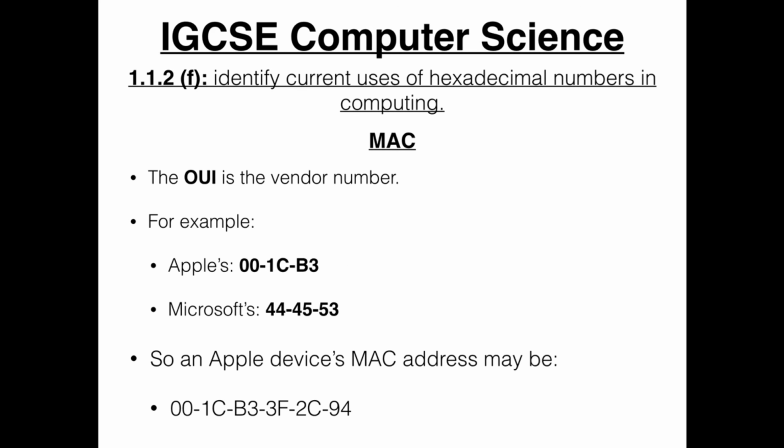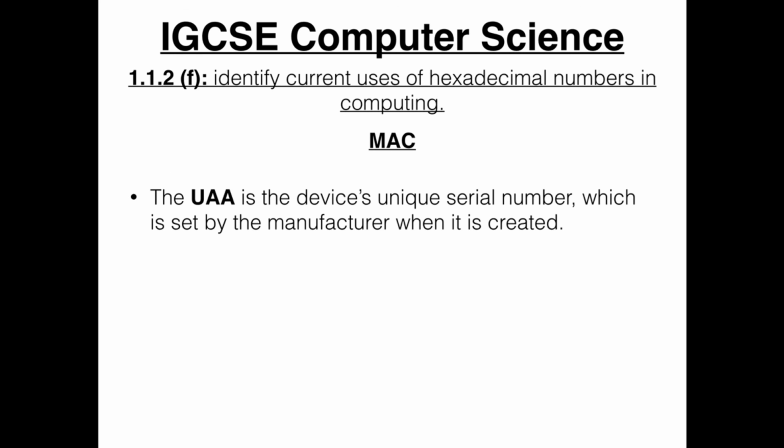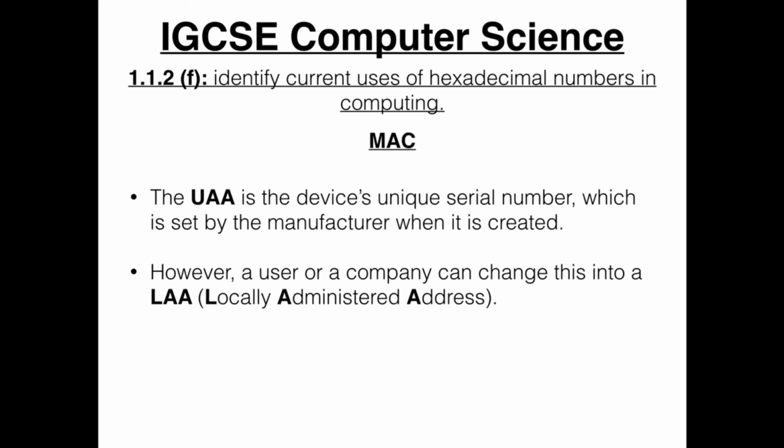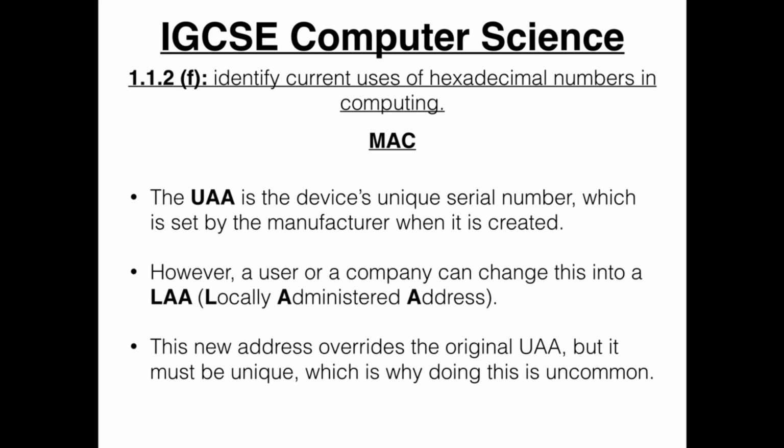So for example, it would look like this. The UAA is the device's unique serial number, which is set by the manufacturer when it's created. Like in an Apple factory, if you're making an iPhone, that's where it's set. But a user or company can change this into a locally administered address. This new address will override the original UAA, but it must be unique, which is why doing this is uncommon. They have to be quite careful that it is unique, in case something goes wrong.